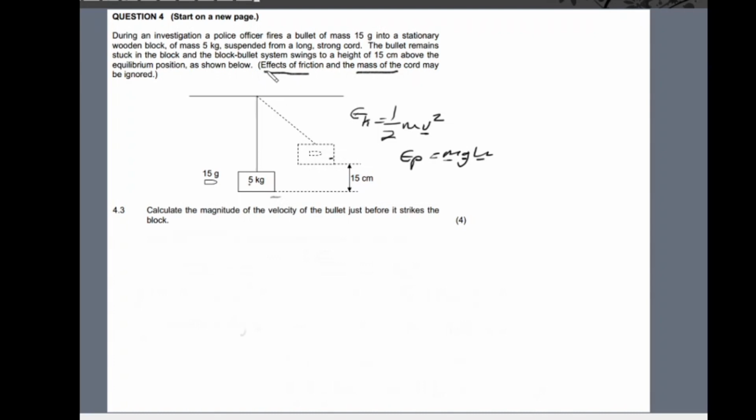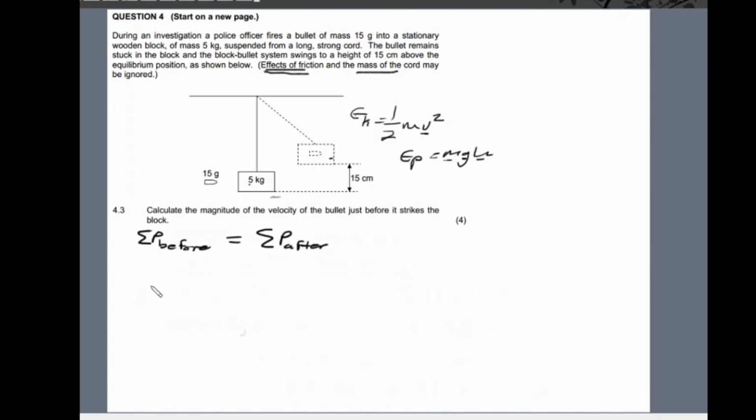Because we have no external forces, we have a closed system, right? So now applying the law of conservation of momentum, we know that in a closed system, the total linear momentum before collision is equal to the total linear momentum after collision, right? That is, the total linear momentum before collision is equal to the total linear momentum after collision.